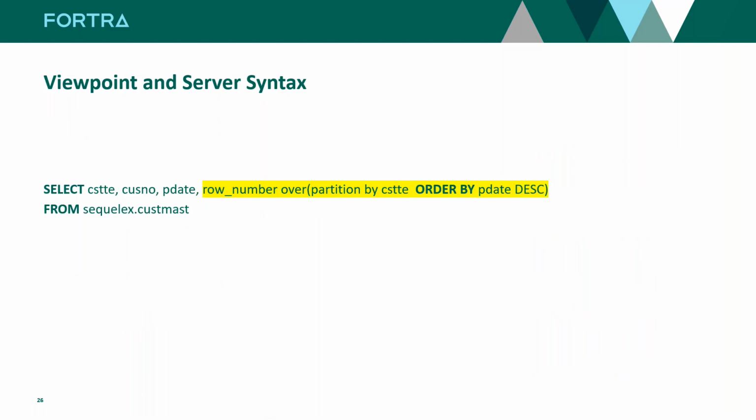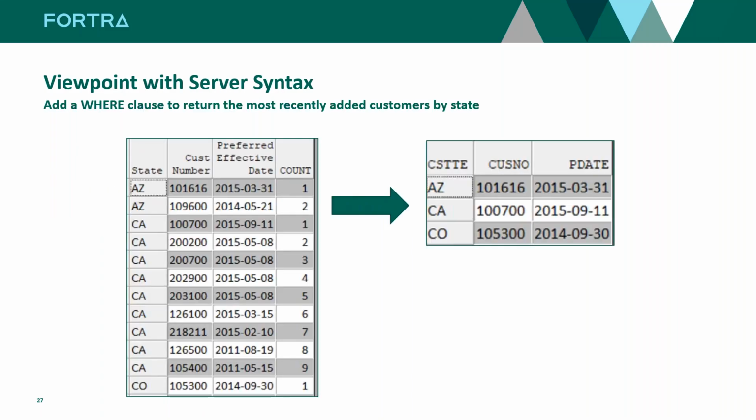So we're partitioning by the state, and we're ordering by the date descending. This gives us a list of customers with their states listed by their date. We'll see in the example that comes up from the results. And I'm just using the SQL EX data, so you guys can most certainly do this as well.